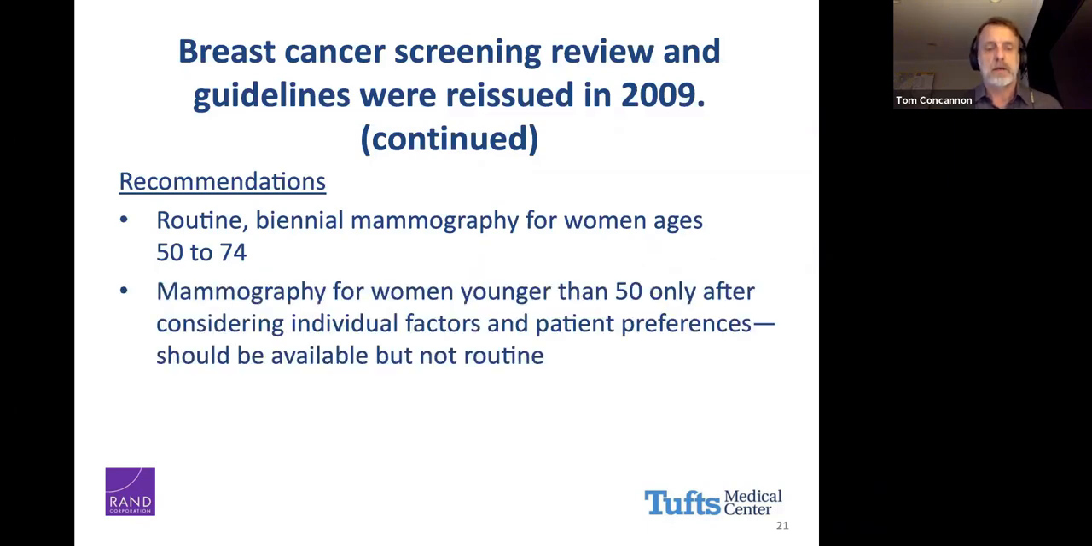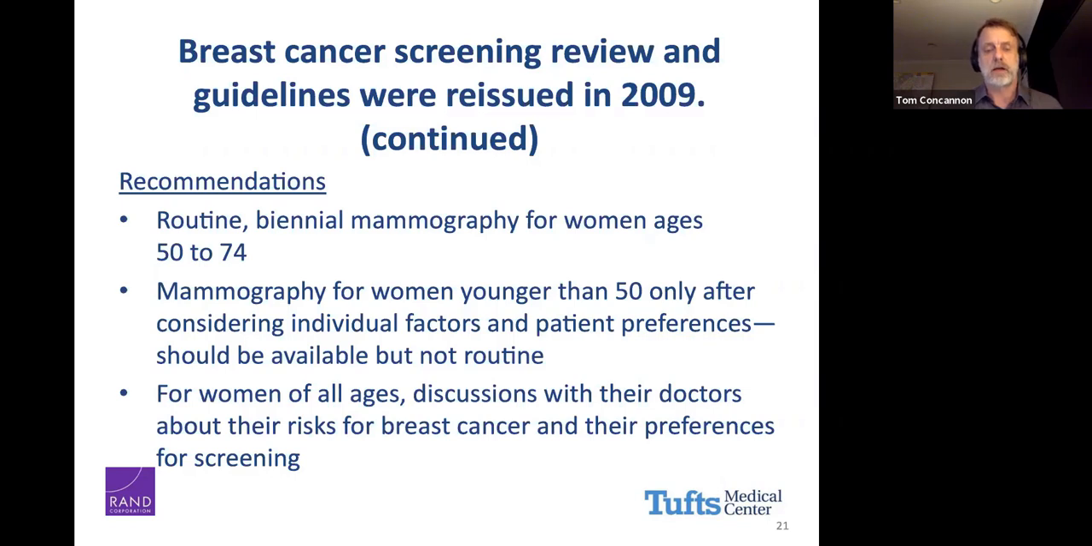And it also recommended that women younger than 50 get mammography only after considering their individual risk factors for breast cancer and their own patient preferences. Would they like to know more than the average person would about potential development of nodes that might lead to breast cancer? And that mammography should be available, but it should not be routinely offered in the primary care setting. It should be made available to women who have previously considered their individual risk factors and their own patient preferences, and together with their clinician decided that, yes, I would like to start mammography screening earlier than age 50. This should be available, but it should not be routine.